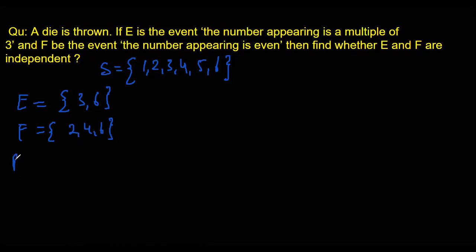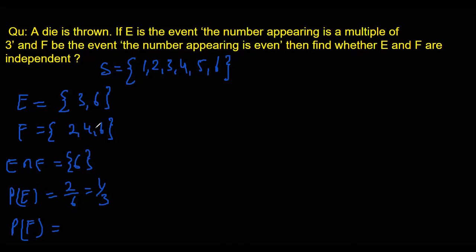From there, we can calculate E intersection F. So what will be E intersection F? What is common over here? 6, all right? From this data, we can find P(E). P(E) will be, there are 2 favorable outcomes and total is 6, 2 by 6. It should be 1 by 3. And we can calculate P(F) also. So P(F) in this case will be favorable outcomes for F are 3. F was even, right? So that is 3 by 6, which will come out to be 1 by 2.